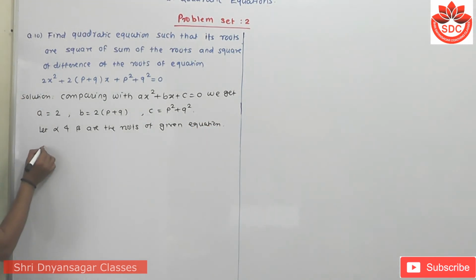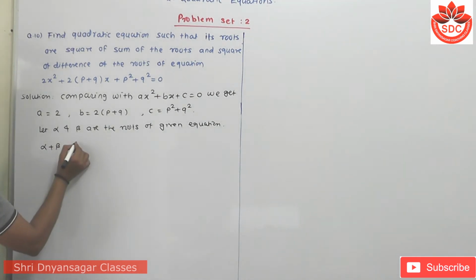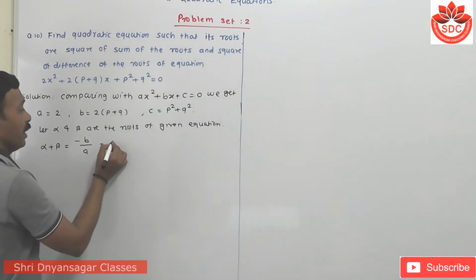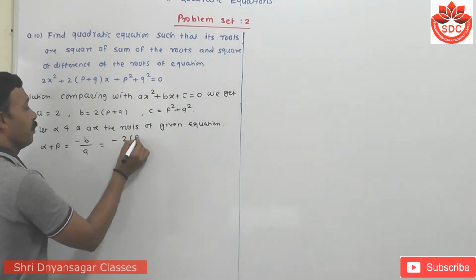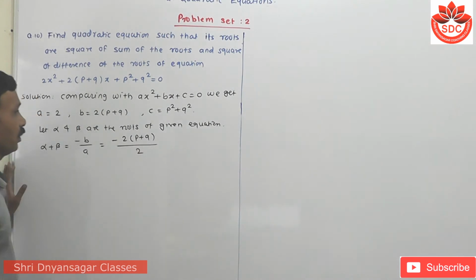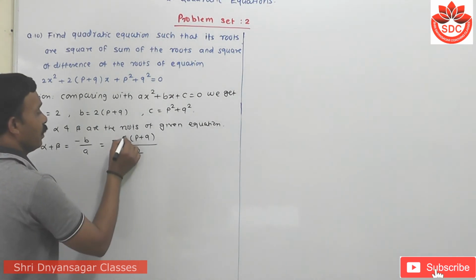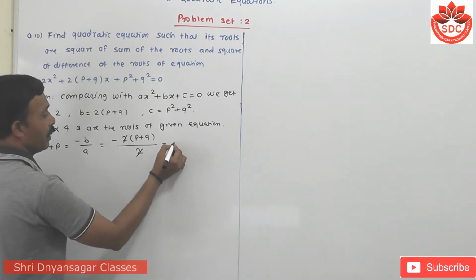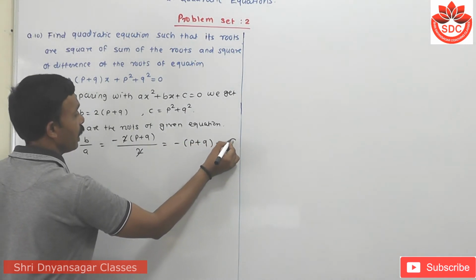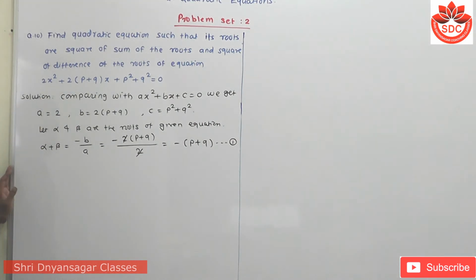Then the sum of the roots means alpha plus beta is equal to, all of you know the formula, minus b upon a, which is equal to minus 2 in bracket p plus q upon a, which is how much? 2. Okay, let us simplify by 2. We get minus in bracket p plus q. This is, suppose, equation number first.